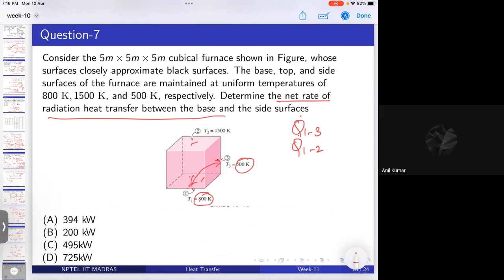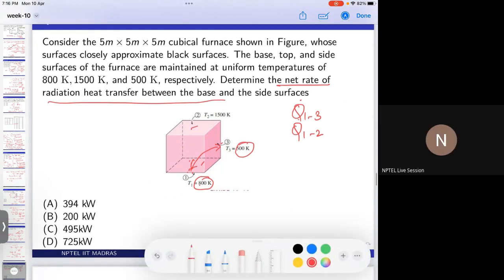We are not talking about conduction and convection. It's only radiation. Conduction will be there, but if there is air, then convection will also be there. Don't neglect that. But we are talking about radiation only here. And then there will be heat transfer from the bottom to the side. So we have what is asked in the question.